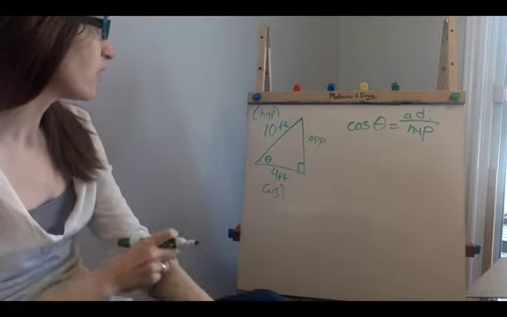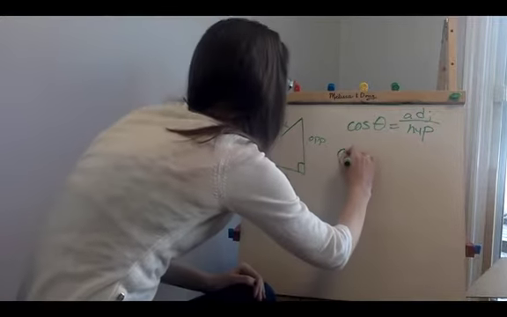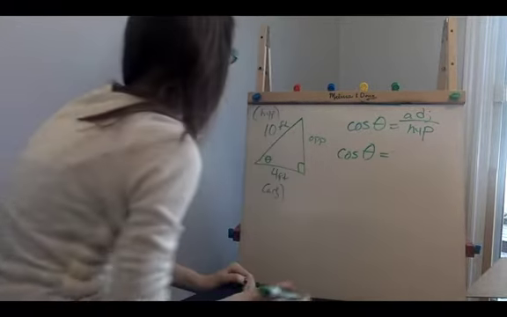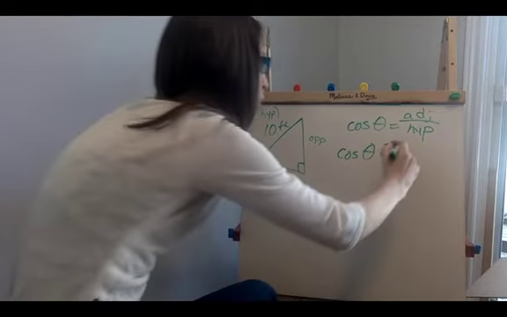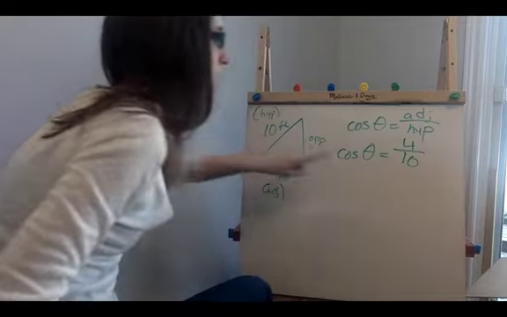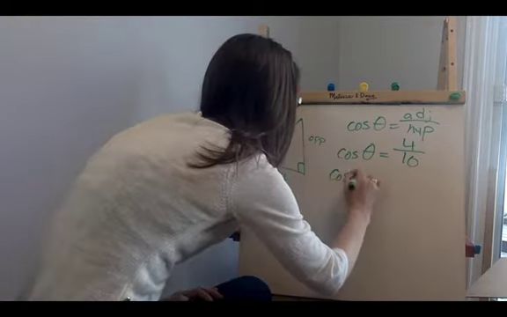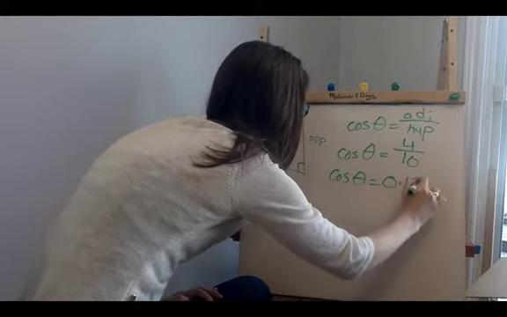So you can set this up where you say, obviously this is the thing that's still missing. I don't know that angle. So cosine of theta is equal to the adjacent, which is 4, divided by the hypotenuse, which is 10. I can do that division. 4 divided by 10 is 0.4. So cosine of theta is equal to 0.4.